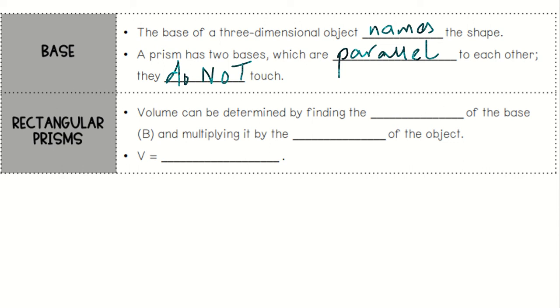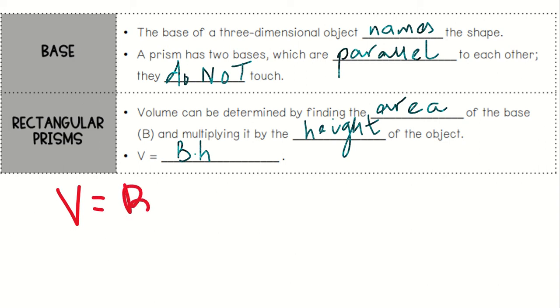Okay, and speaking of rectangular prisms, volume can be determined by finding the area of the base and multiplying it by the height of the object. And so that brings us to our volume formula. Volume equals capital letter B times H. It's super important that y'all notice that volume equals capital letter B times H. If you put lowercase b times H, that is the area formula for a rectangle or square.